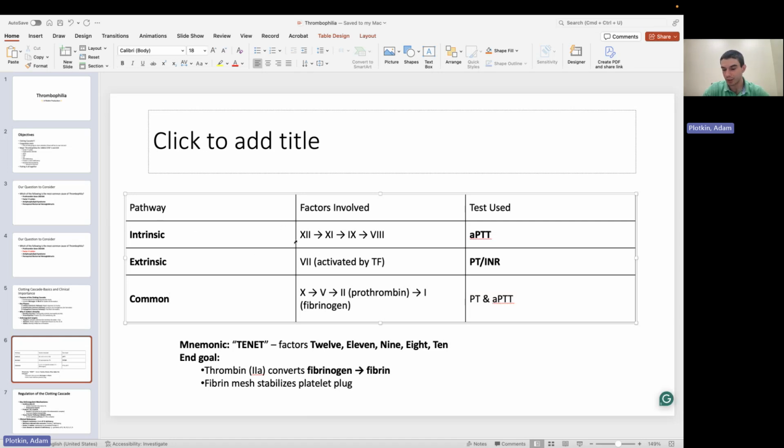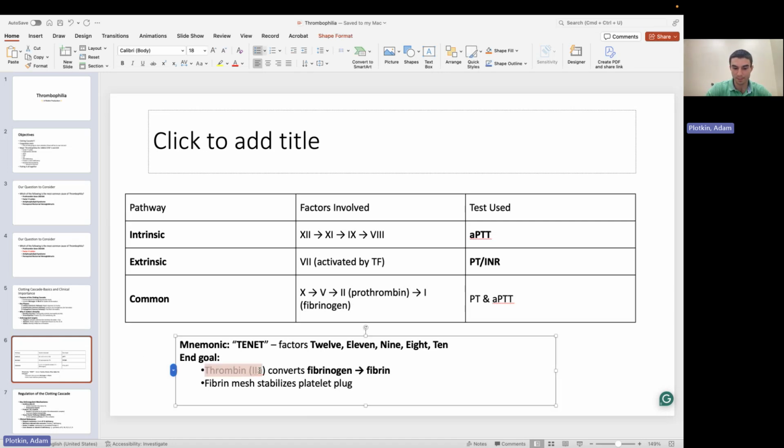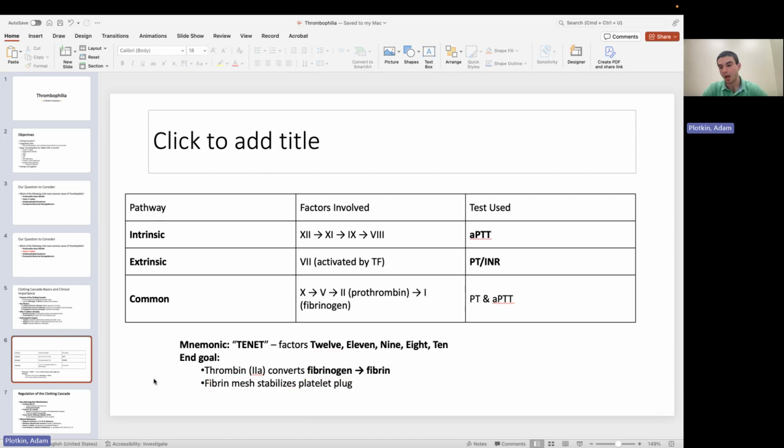So again, the intrinsic pathway is 12, 11, 9 plus 8. The extrinsic pathway is factor 7 activated by factor 3. And then they both converge on 10, the common pathway, and then it's 10, 5, 2, 1. Here's a mnemonic for you: the tenet, 12, 11, 9, 8, 10, which puts us at the common pathway. And then the end goal is to get thrombin, factor 2A, which will convert fibrinogen to fibrin. The fibrin mesh stabilizes the platelet plug.